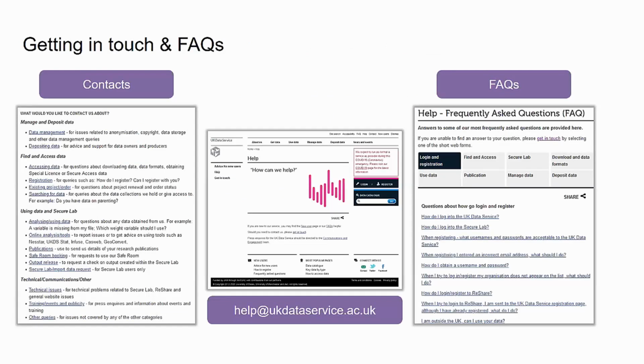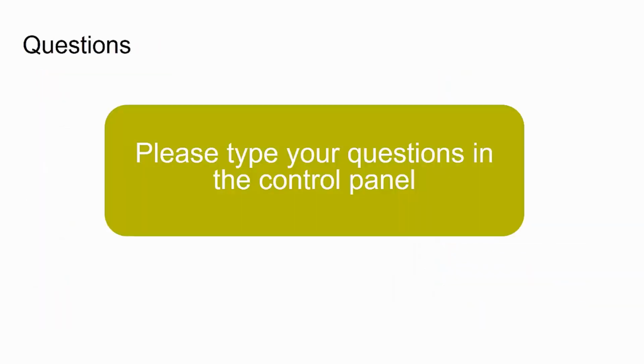Finally, if you have any questions with regards to our service, data we hold, or how to access our data, we always advise researchers to view our frequently asked questions page, located under the Help tab at the very top of our web page. Or you can always contact us directly via our Get in Touch page, also located within the Help tab. Should you ever struggle to locate these pages, you can also email us at help@ukdataservice.ac.uk.